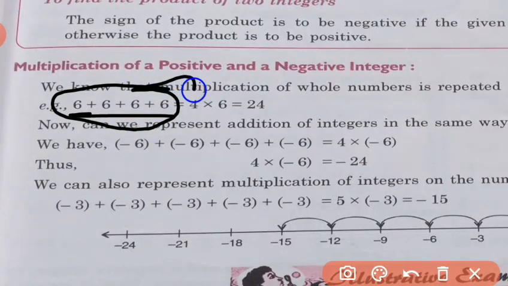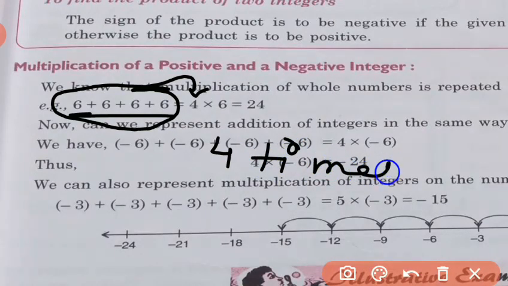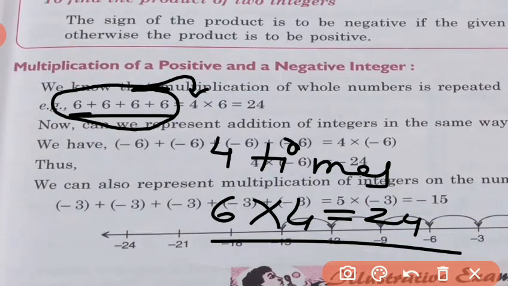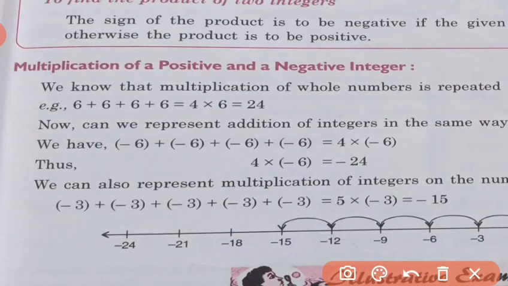First we have to count how many times 6 is given. 6 is given 4 times. So we can write it as 4 into 6, which is equal to 24. So instead of adding 6 four times, we can directly multiply 4 into 6, which is equal to 24. If you add 6 four times, then also you will get the same answer.